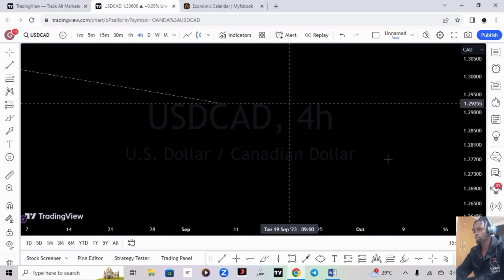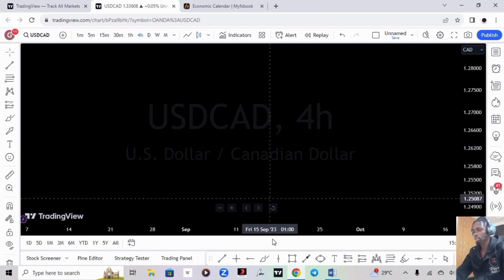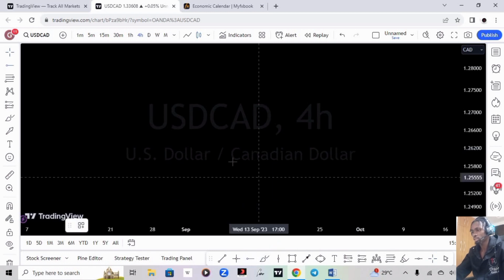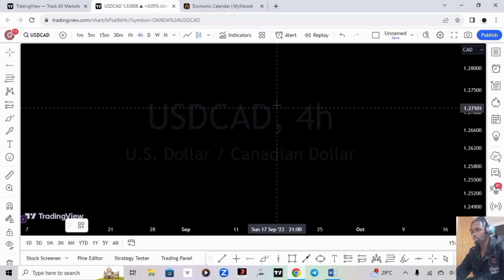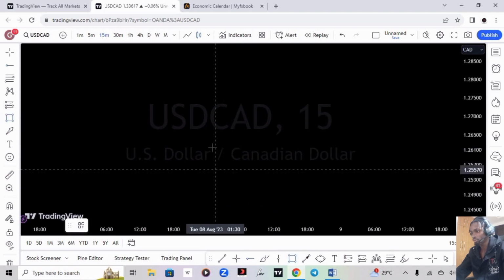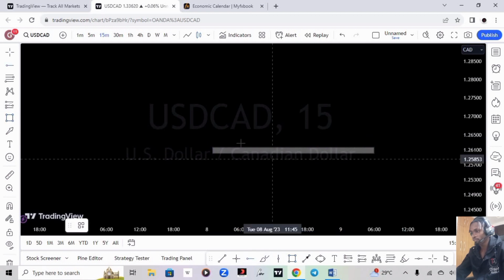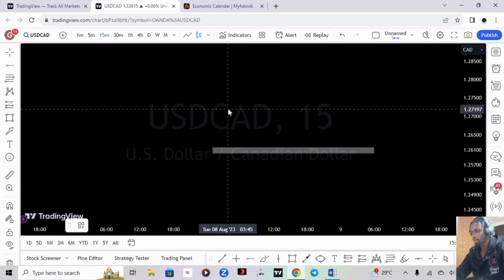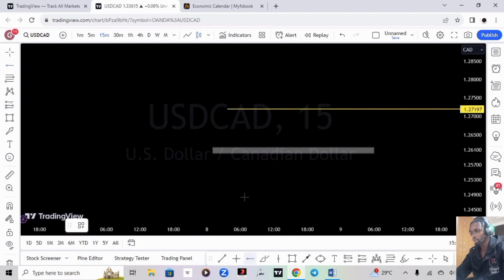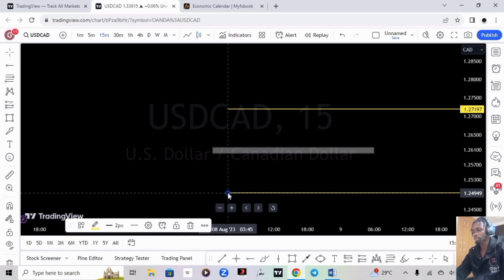Another way is to trade NFP or any other news out there. All you have to do is go to a lower time frame, 15 minutes. Let's assume this is where price is at the moment. You need to set a buy stop above the current price, and you need to set a sell stop below the current price.